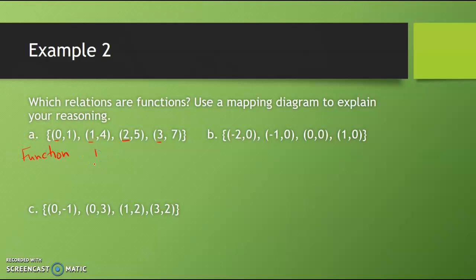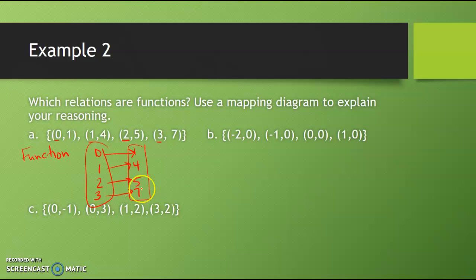Now to make that mapping diagram, I'm going to put in my first one 0, 1, 2, 3, because those are my x values, my domain. And then in my next one, we have 1, 4, 5, 7. Those are my range values, my outputs. So 0 maps to 1, 1 maps to 4, 2 maps to 5, and 3 maps to 7. And if you ever did have a repeat number, you would only write it once.